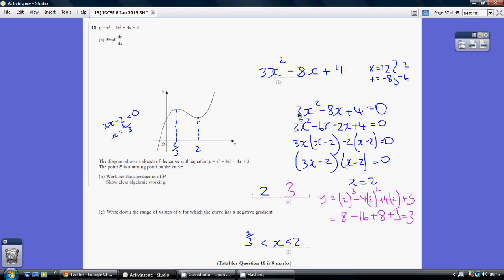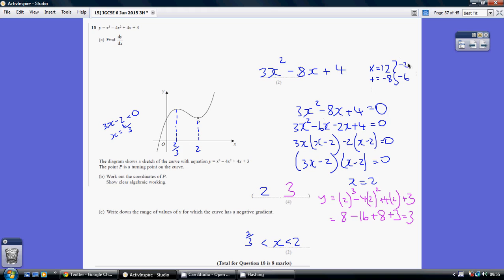Some of you may just be able to do these by trial and error and go straight to this line here, but I prefer a slightly more long-winded method. So I'm looking for two magic numbers that multiply to make 12, being the 3 times the 4, yet at the same time add to be the minus 8, and those two numbers are minus 2 and minus 6.